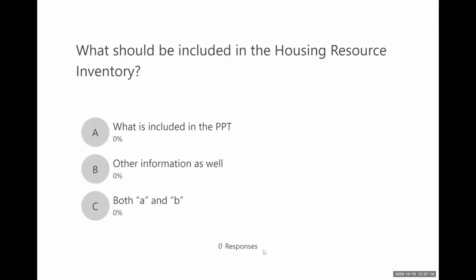So on to another question, Jody. What should be included in the housing resource inventory? Is it what we saw included just now in the provider participation tool? Is it other information as well, or is it both A and B? Which I see now is kind of a question that has a couple of answers.